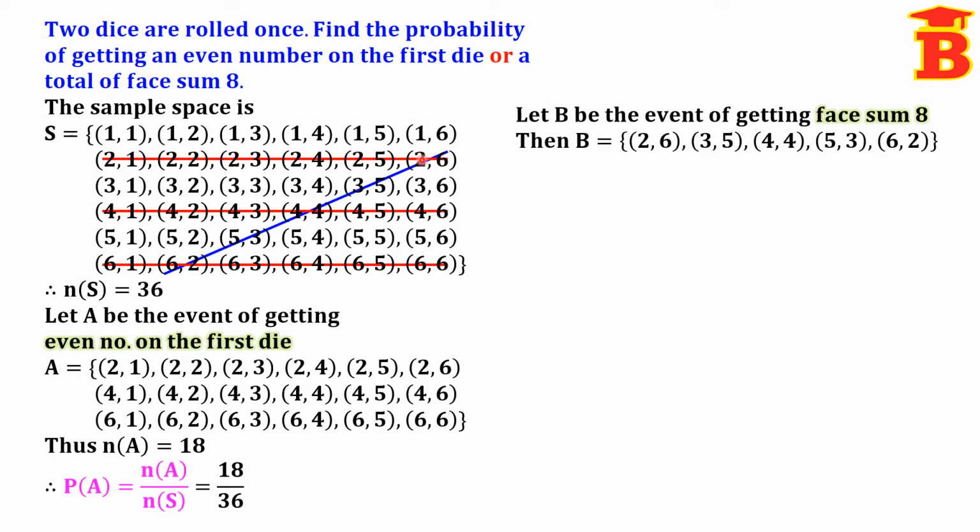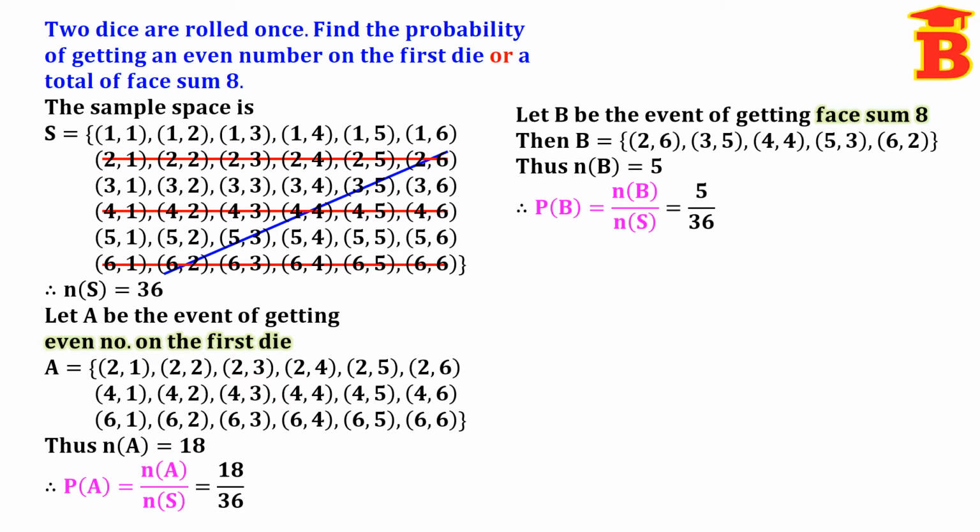You can check: 2, 6 total 8; 3, 5 total 8; 4, 4 total 8; 5, 3 total 8; 6, 2 total 8. So take and write all the elements in this line. Now count and write n of B equal to 5. Now using the formula P of B equal to n of B divided by n of S, that is equal to n of B is 5 divided by n of S is 36.